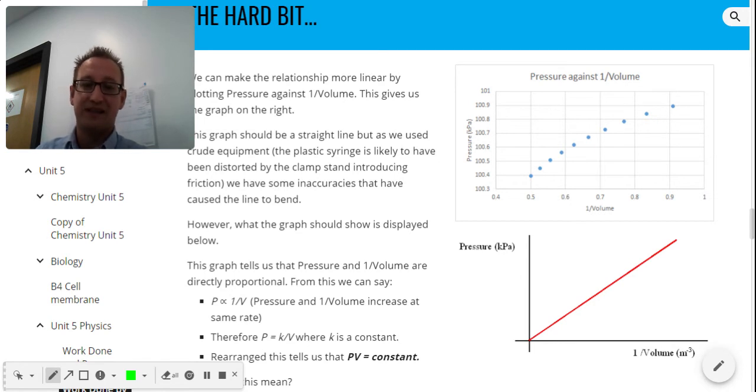Now, this particular graph that we have here on the right hand side is, again, based on a data set that we collected. What we can see is that this isn't a straight line. We have a slight curved line, and this demonstrates that our equipment wasn't really designed for doing this particular type of practical. The plastic syringe distorts when it's clamped, and that introduces friction. So what we can actually say is that this particular energy transfer system isn't particularly efficient. There's energy losses. And that's good, because what we're going to do next week is we'll start to talk about efficiency and what that actually means.